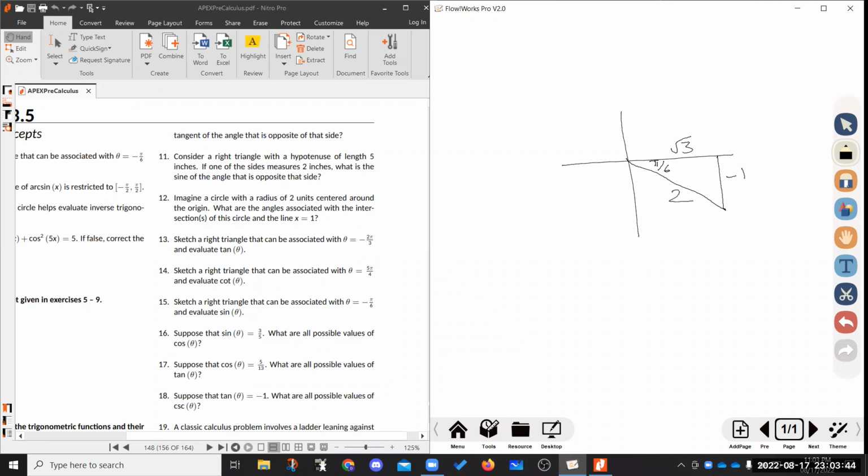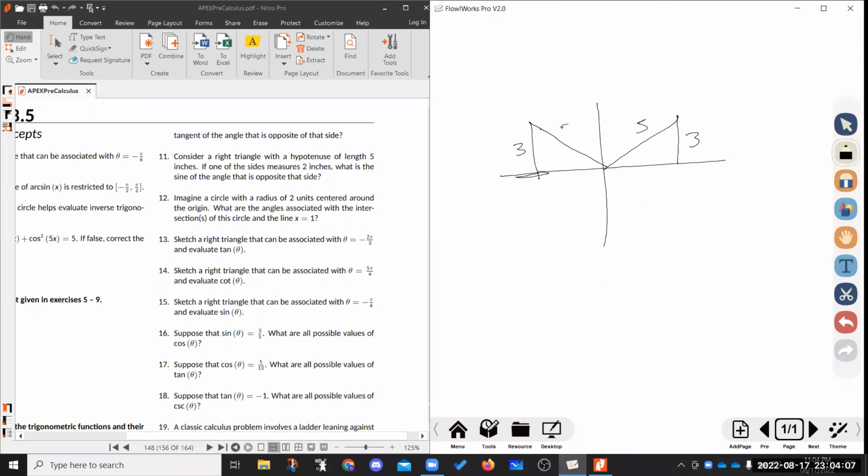Number 16. Suppose that the sine of a triangle is 3/5. What are the possible values of cosine? So if the sine is positive, it could be in quadrant 1 or in quadrant 2. So we could have this triangle or this triangle that have a sine of 3/5. We could have 4 or -4 for our other side.